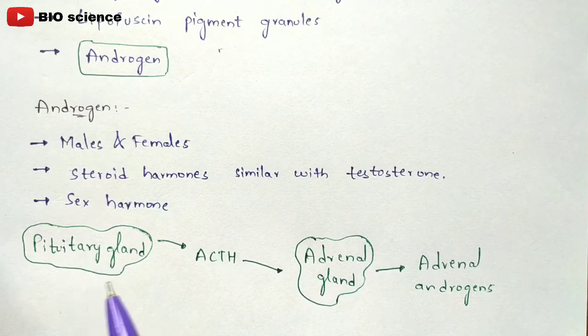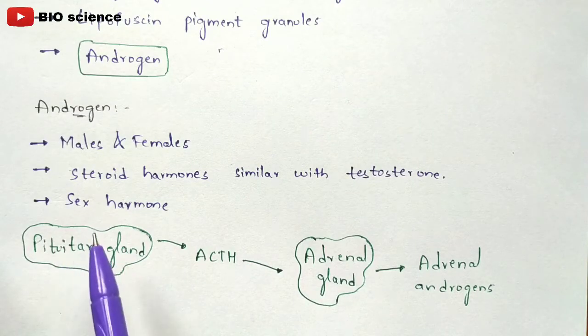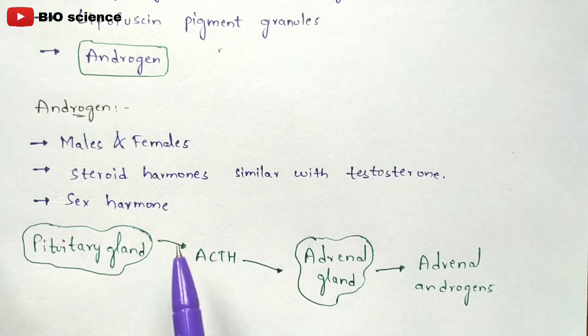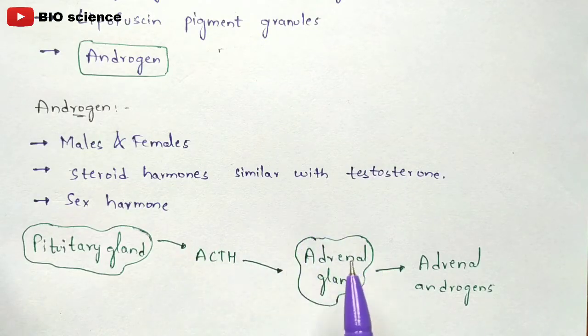Normally I have given a brief explanation on the pituitary gland, right? The pituitary gland contains two regions, the anterior pituitary gland and the posterior pituitary gland, right? The pituitary gland will secrete ACTH hormone, which is called adrenocorticotropic hormone. This hormone plays a major and vital role in such a way that it stimulates the adrenal gland to secrete adrenal androgen hormone, right?